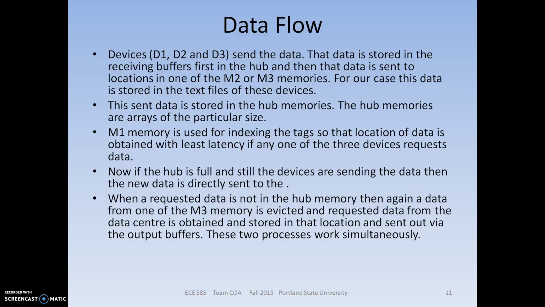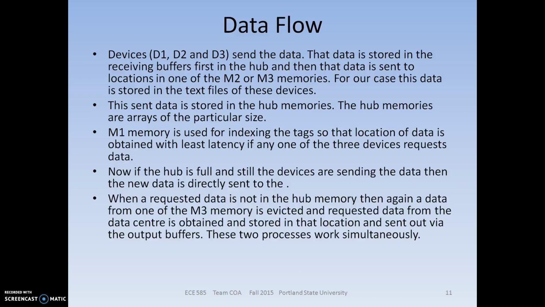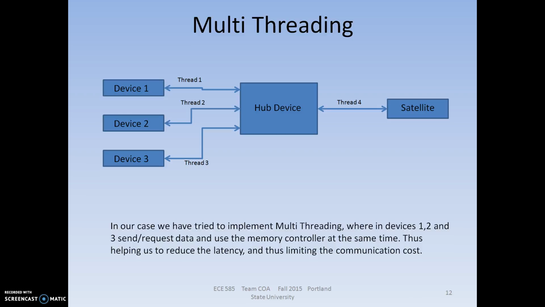So when the requested data is not in the hub memory, then data from one of the memories, that is M3, is evicted and the requested data from the data center is obtained. Now if the hub is full and still the devices are sending the data, then the new data is directly sent to the data center.